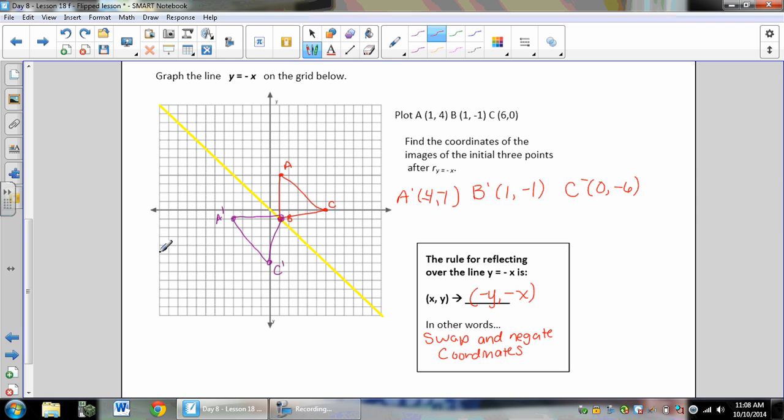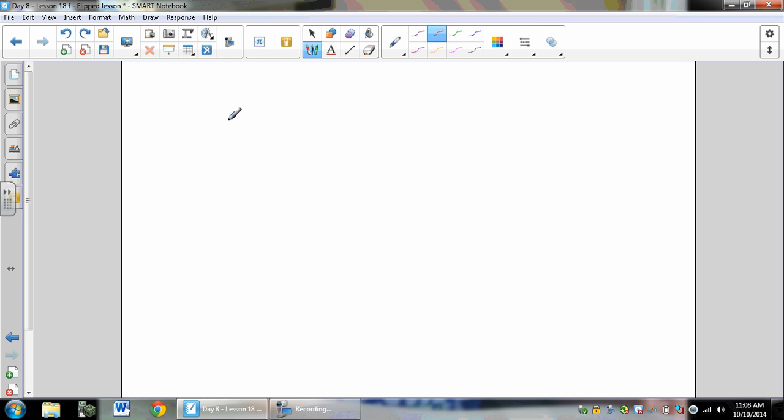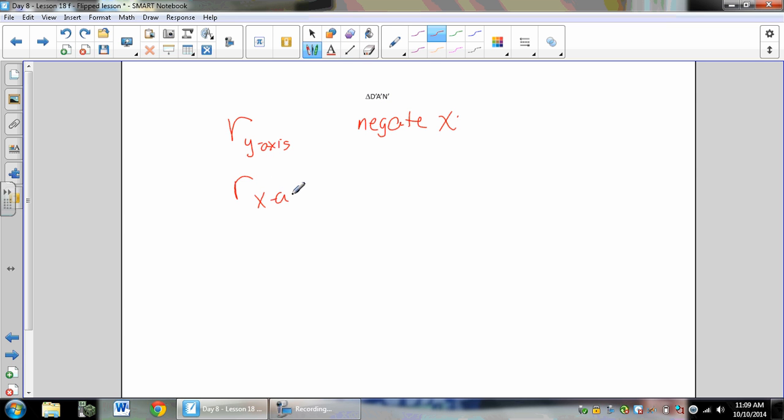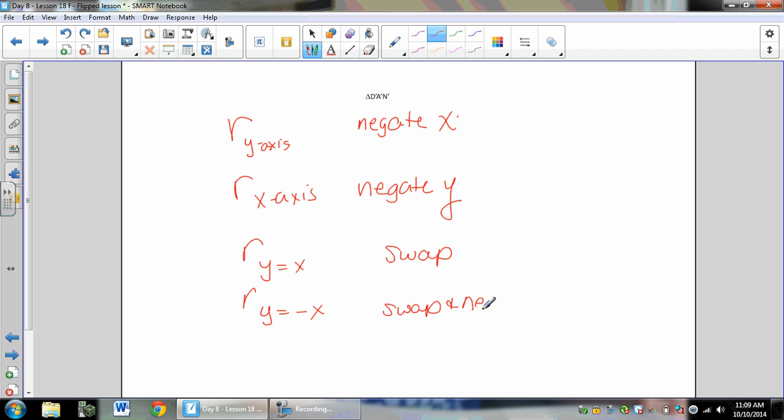All right, so I want to wrap everything up here. So basically, here's what you need to know. If you reflect over the y-axis, you negate x. If you reflect over the x-axis, you negate y. If you reflect over y equals x, you swap the coordinates. If you reflect over y equals -x, you swap and negate the coordinates. And if you reflect over some sort of x equals a number or y equals a number kind of line, you just need to draw it in and count them.